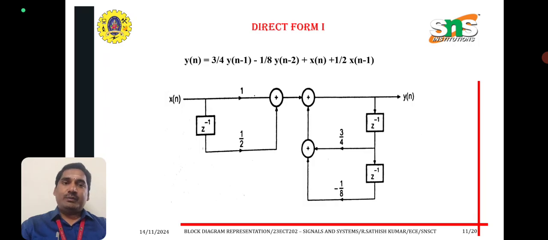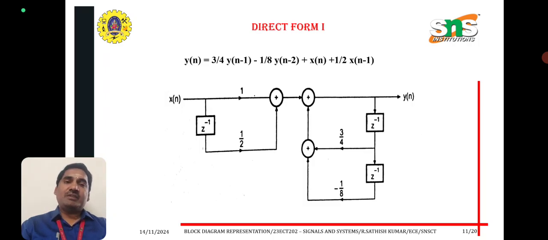We can get it added with 1/2 x(n-1), meaning x(n) has a delay element z inverse multiplied with 1/2, so we get 1/2 into x(n-1). Similarly for y(n) added with 1, we get z inverse multiplied with 3/4, therefore 3/4 into y(n-1). That can be added with again z inverse, meaning y(n) multiplied with z inverse and again z inverse gives y(n-2).